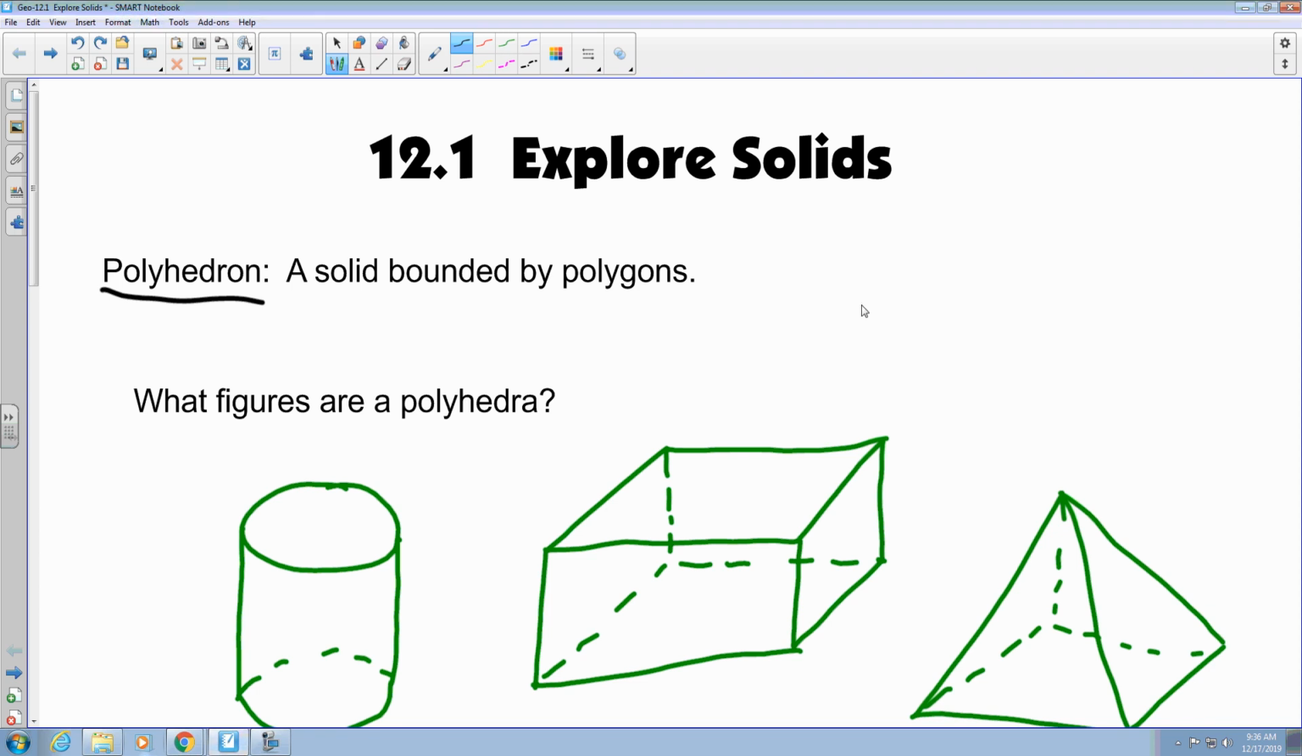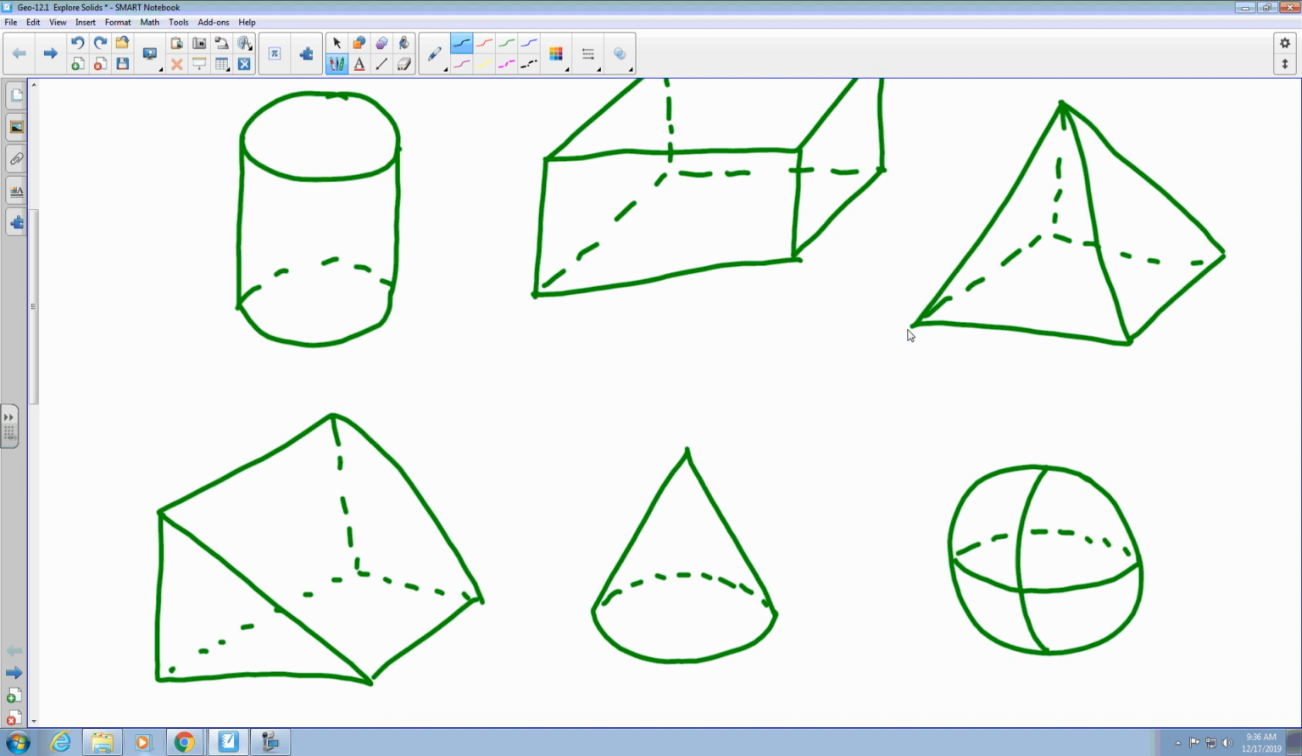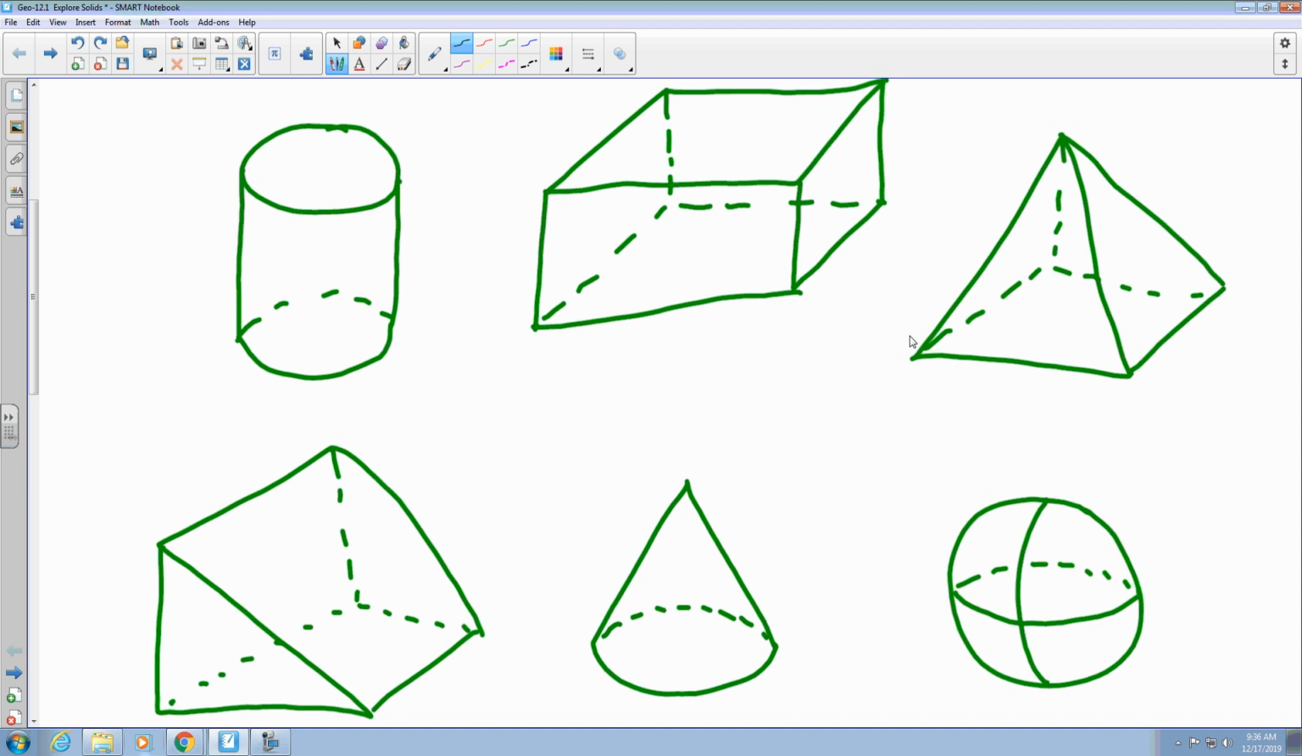So we have a series of shapes here, and so what we can do is first off, let's just label them. Let's go A, B, C, D, E, and F. So from here, we have three of these solids that are polyhedrons. Three of them are not. So hopefully you can render your best hypothesis to be able to figure out which ones they are.